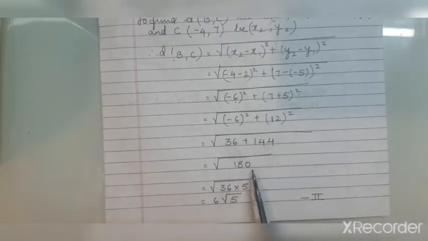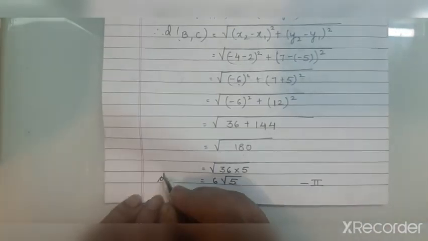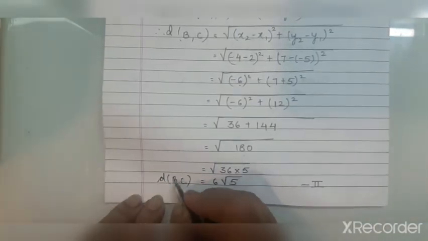First add to get 180. Now 180 can be split into multiples. Yes, 36 fives are 180. 36 is a square. Split in such a way that we get a square inside, and if it is not possible, then you just leave it as it is with the root sign. So 36 into 5, and 36 comes out as 6. So 6 root 5. This distance is distance BC.